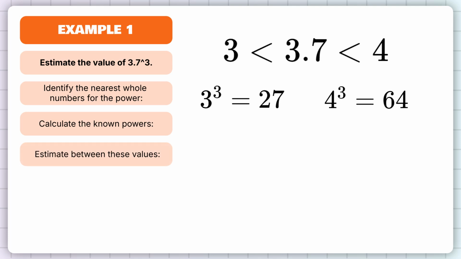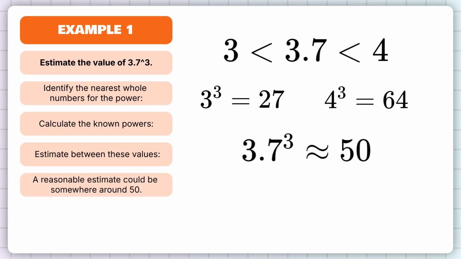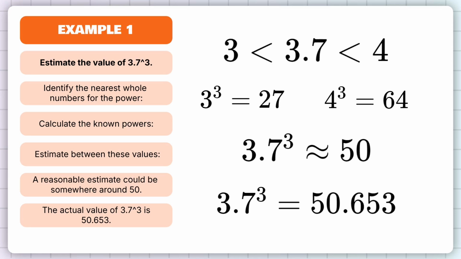Finally, estimate between these values. Since 3.7 is closer to 4 than 3, we know 3.7³ will be closer to 64 than 27. A reasonable estimate could be somewhere around 50, or within that sort of range. The actual value of 3.7³ is 50.653, which is very close to our estimate.